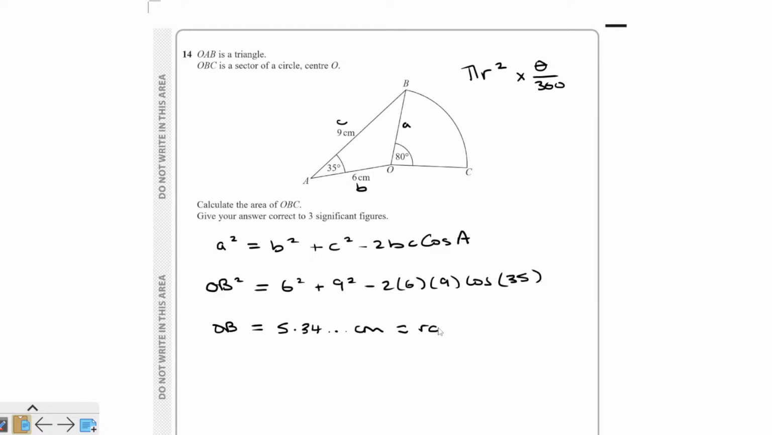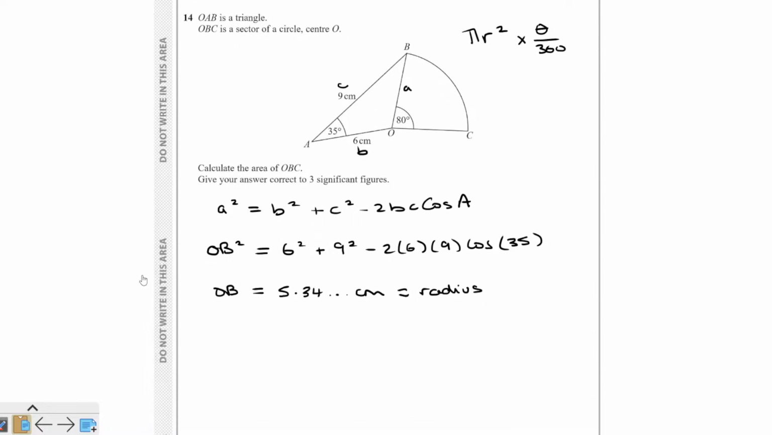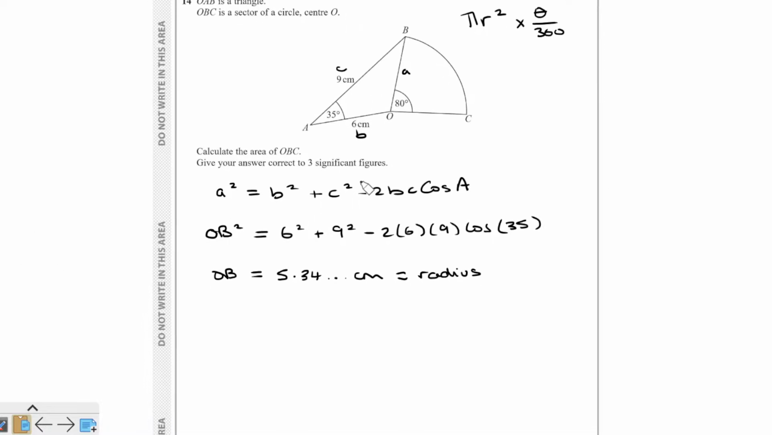Which is the same as the radius, isn't it? So now I can ignore the triangle. I'm done with the triangle, and now I'm moving on to just area of a sector. So I move up. We said earlier the area of a sector is pi r squared times angle over 360.